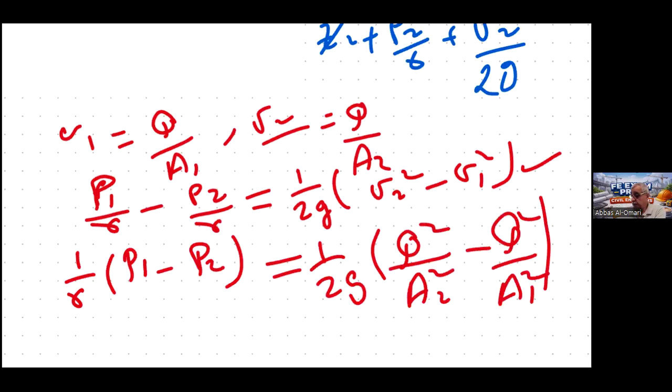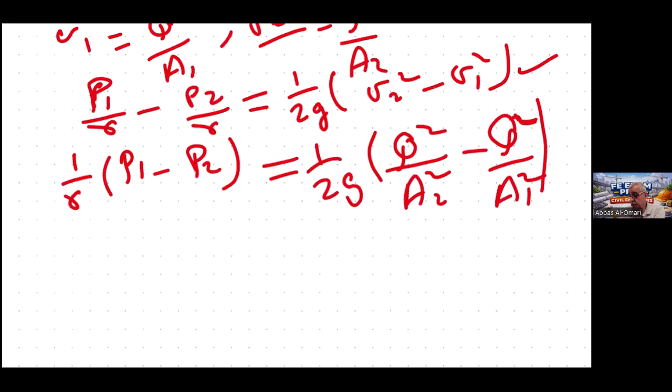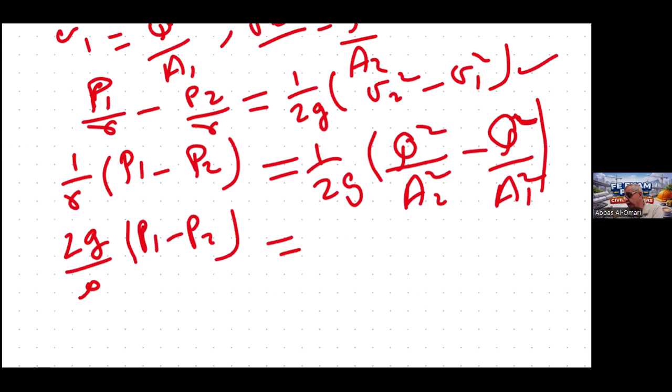Now, I can bring the 2G here. So we have 2G over rho times P1 minus P2, which is known, equals Q square, which is the unknown, times 1 over A2 square minus 1 over A1 square.